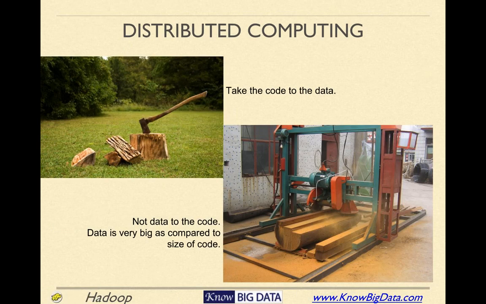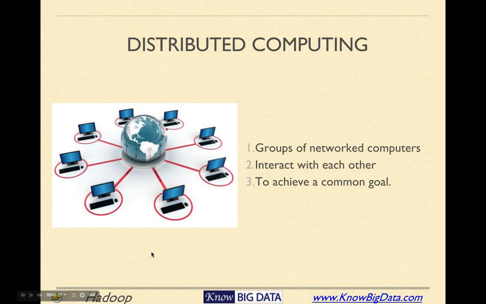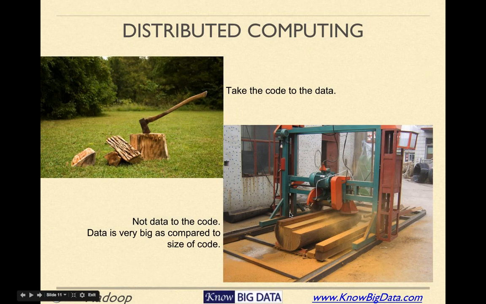Second is, when we talk about distributed computing, since we have made multiple computers like this, data will be stored in multiple machines, which means one of the most important premises to understand is we will take the code to the data instead of bringing the data to the code.